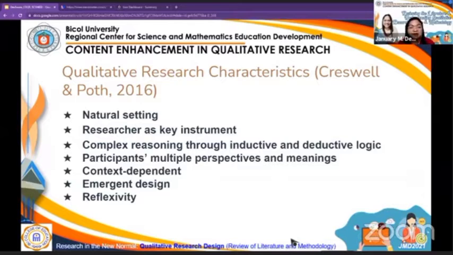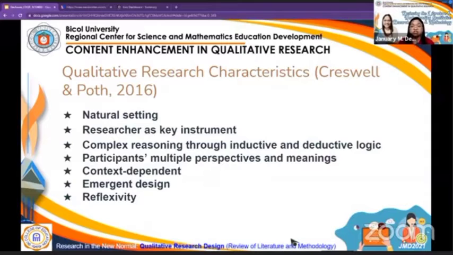Researcher as the key instrument, they collect data themselves. We examine documents, we observe behavior, we interview participants. We may also use instruments. And yes, we use instruments, but most of the time we use open-ended questions, and we don't tend to rely on instruments developed by other researchers in a qualitative research. And then of course, multiple methods.